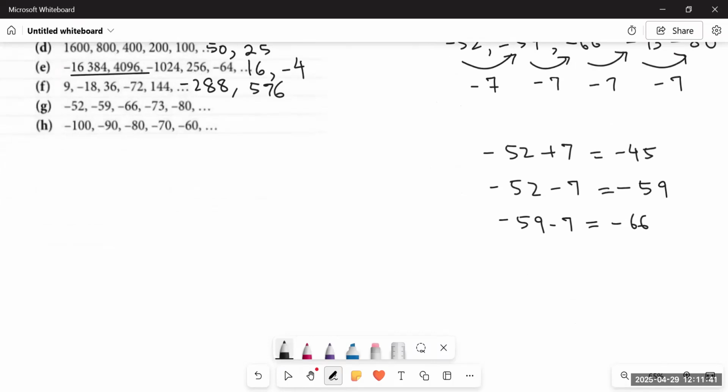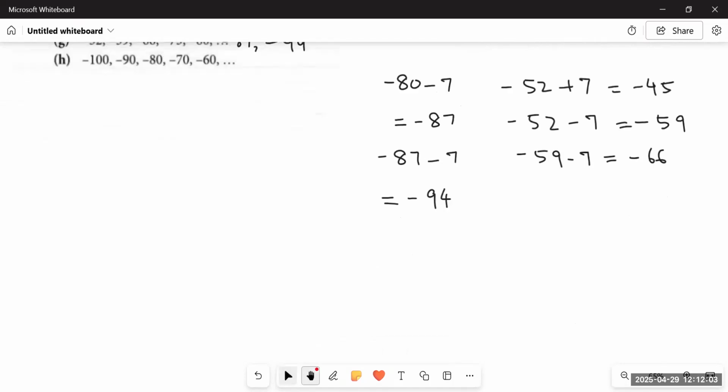So what are we going to do to find the next two terms? Minus 80, minus 7, minus minus plus, it would be minus 87. Again, minus 87, minus 7, minus minus plus, it would be minus 94. So the next two terms would be minus 87, minus 94. Okay. Now let's move to the next one.